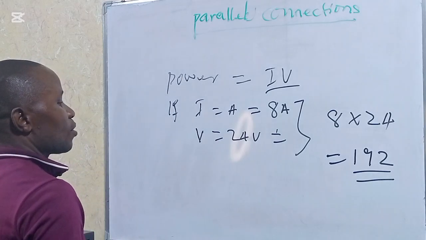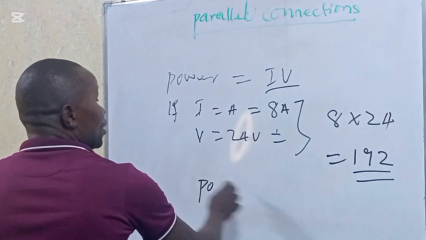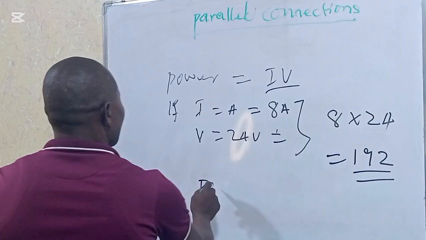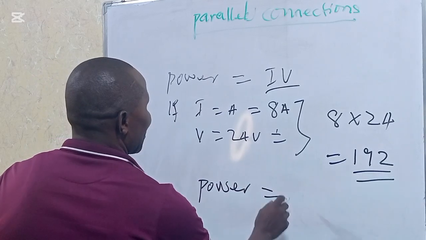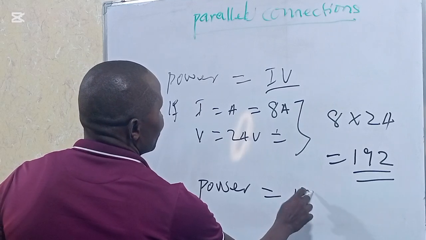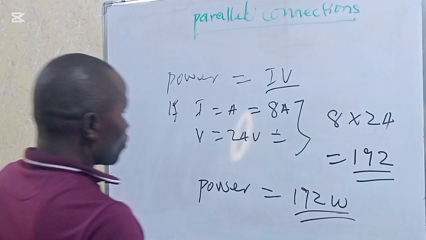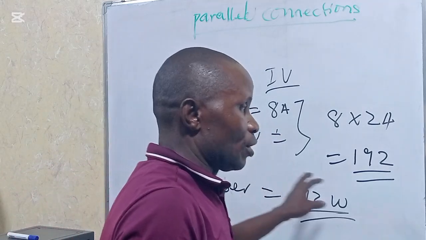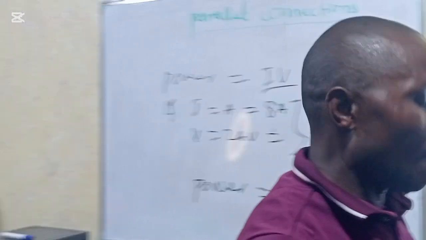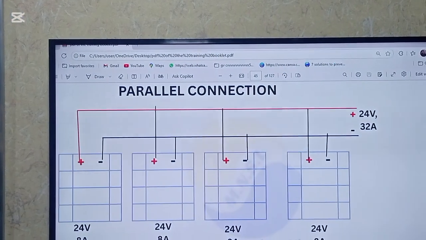And what it's telling us is that the total power of each of these solar panels is giving you 192 watts. So we are using this particular calculation now to run our parallel connection. So when we come here, we are looking at this parallel connection.